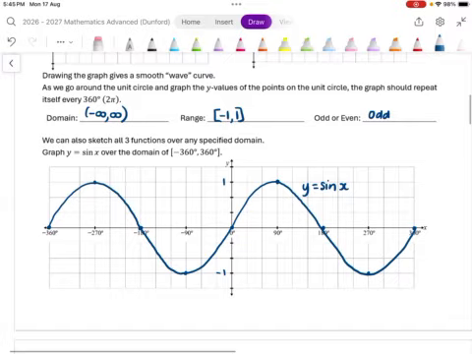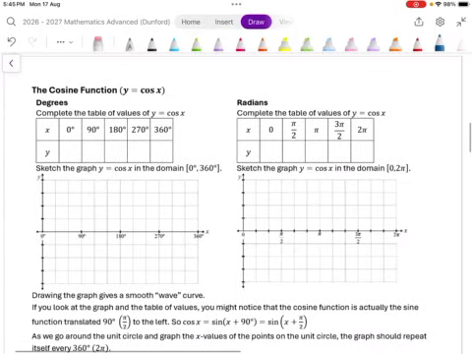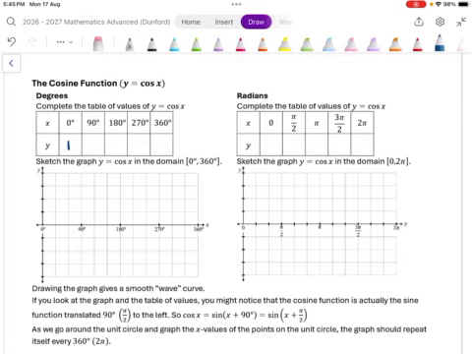Okay, moving on to our cosine function y equals cos x. Now, when x equals 0, we have that it is equal to 1. When x equals 90, we have that y equals cos 90 is equal to 0. When y equals cos 180 is equal to -1. When y equals cos 270, it's back at 0. And at y equals cos 360, it's back at 1.